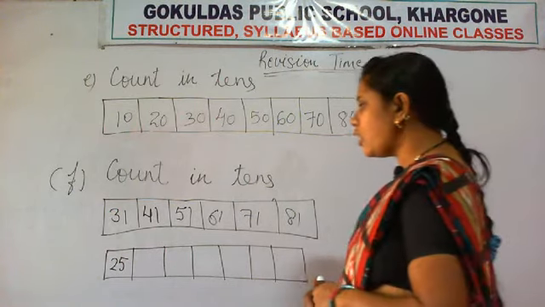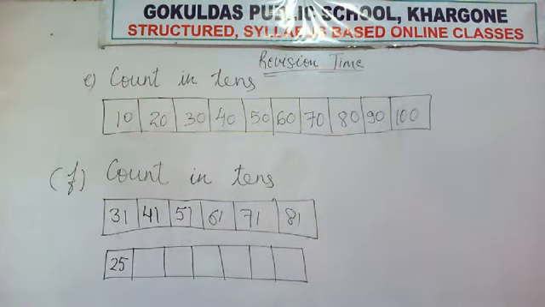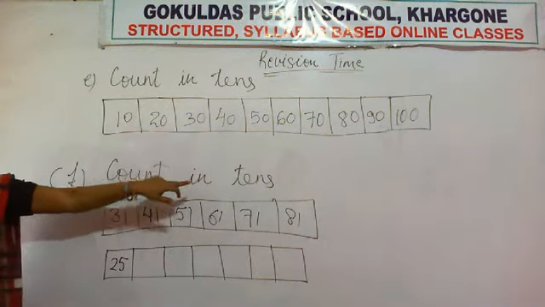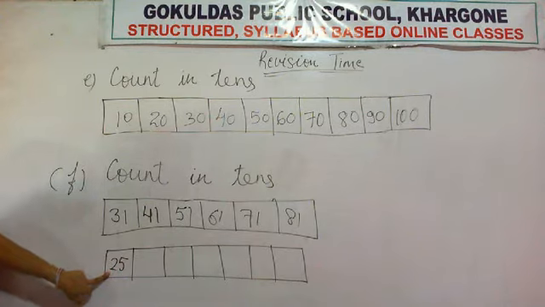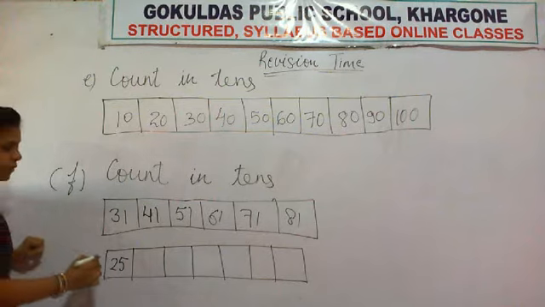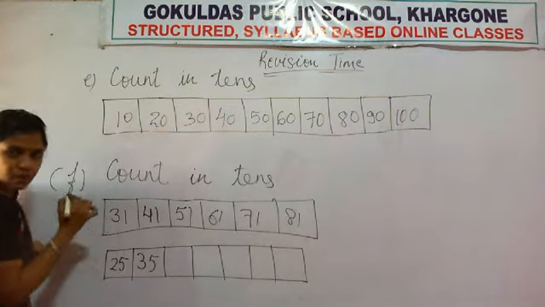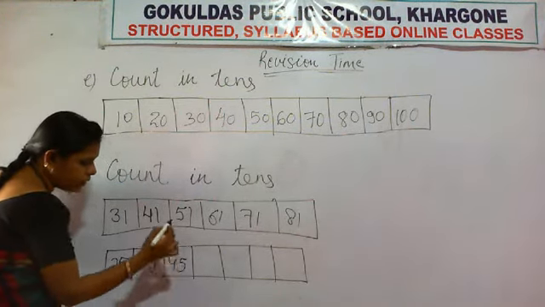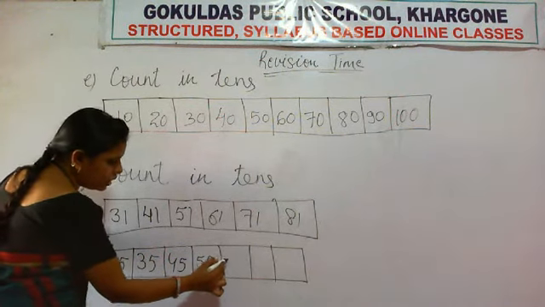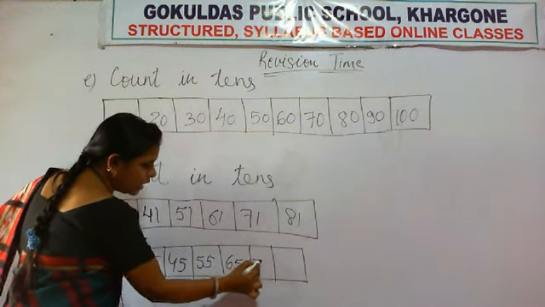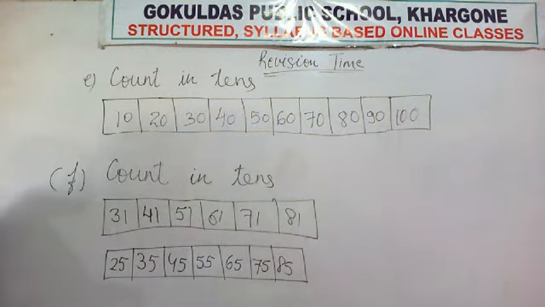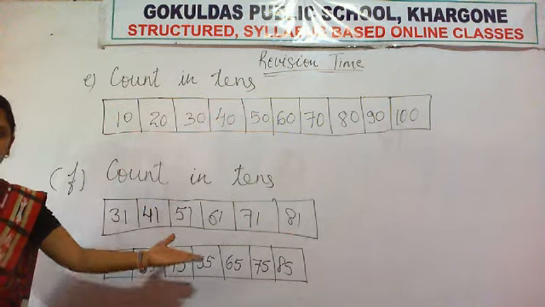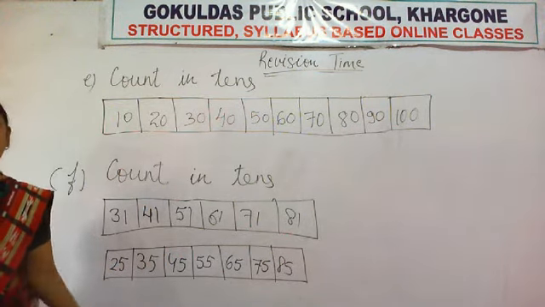Okay, now check your answer. While counting in tens, I told you that only the tens place digit will be changed and the ones place digit will stay as it is. So after 25 comes 35, then 45, then 55, then 65, then 75 and then 85. Only the tens place number is increasing one by one and the ones place number stays as it is.